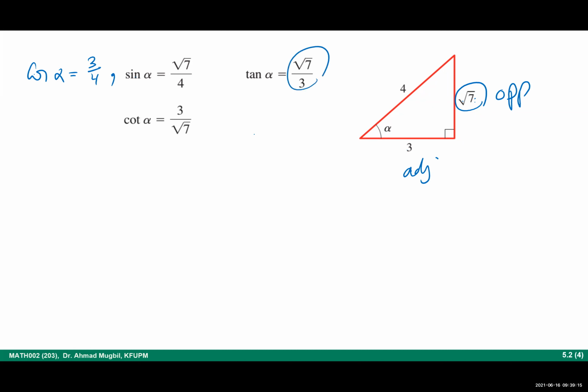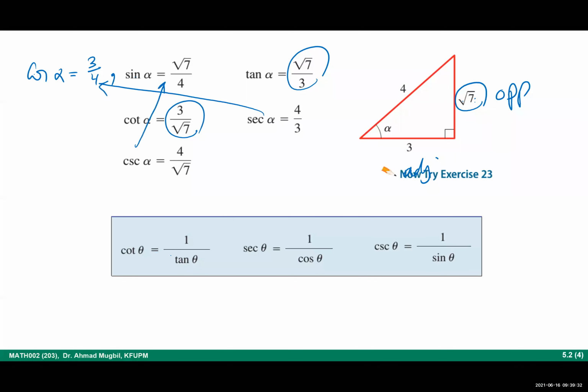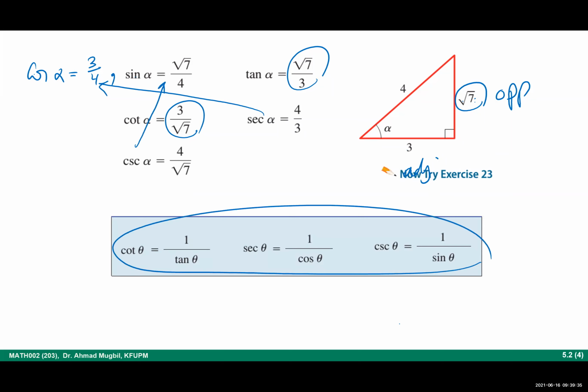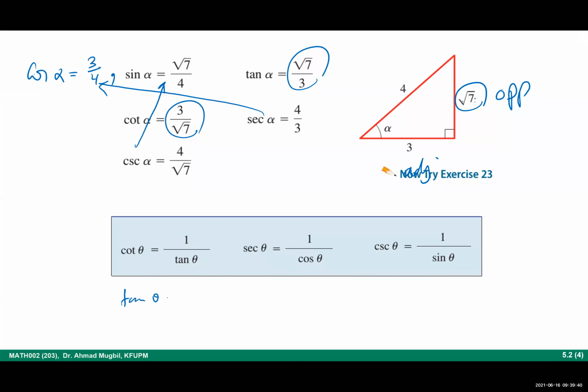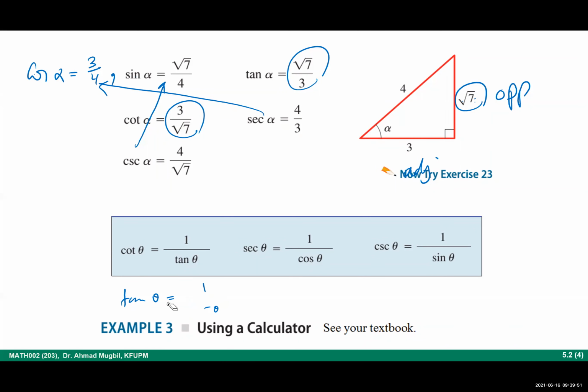Cotangent will be the reciprocal of this. Look, it will be the adjacent over the opposite. Secant will be the reciprocal of cosine. Cosecant will be the reciprocal of sine. Because of that, we have these reciprocal identities. Don't forget that. I wrote them here: cotangent is 1 over tangent, and also tangent equals 1 over cotangent, and you can do that for the rest. How to use a calculator? I think this is so easy. You can use that, but for other courses, not this course.